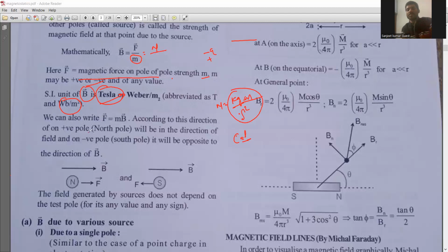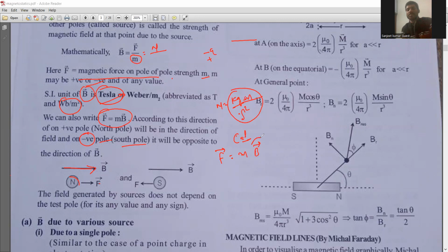According to this direction, the positive pole, the north pole, will be in the direction of the field, and for a negative pole it will be opposite. Here B is in this direction and F is also in this direction. So when M is positive, F is equal to M into B.